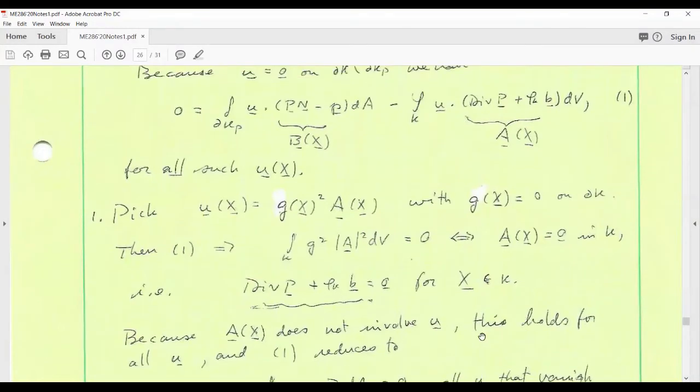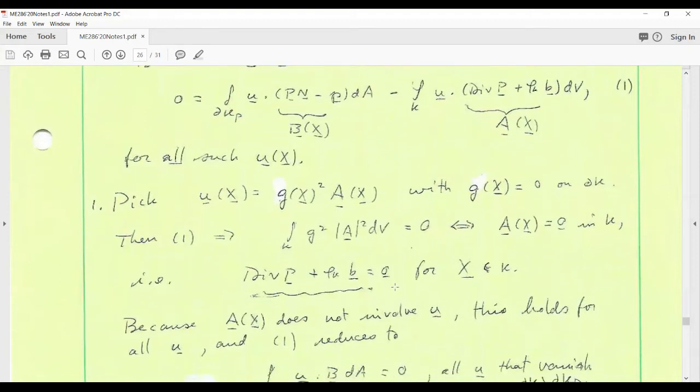Okay, so we've concluded that a necessary condition for the energy to be minimum at the configuration chi of x is that that configuration should satisfy the differential equation of equilibrium in the interior. Now, A of x itself has nothing to do with u of x. This is just one choice, but this u can be arbitrary. If this is true for one u, as we've seen, then because it doesn't involve u, it's true for all choices of u. And so this volume integral disappears entirely because of this. Then we're simply left with this boundary integral.